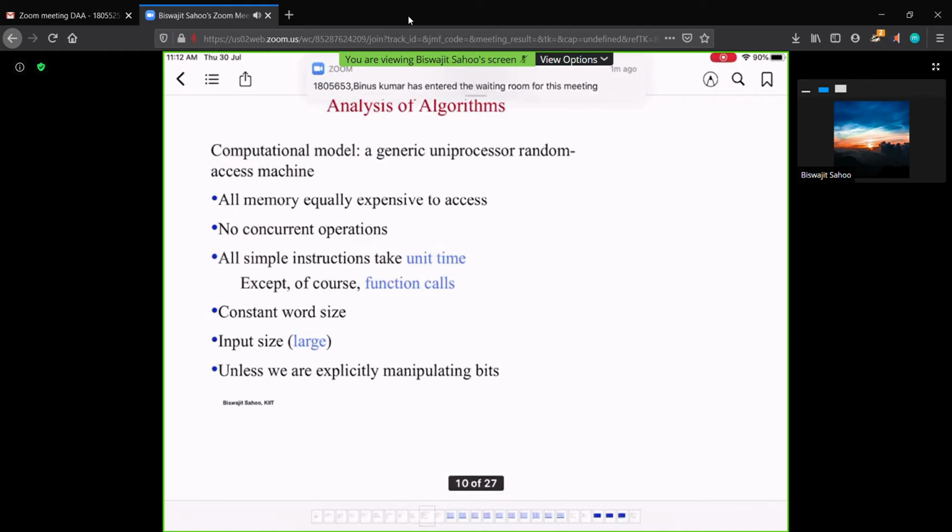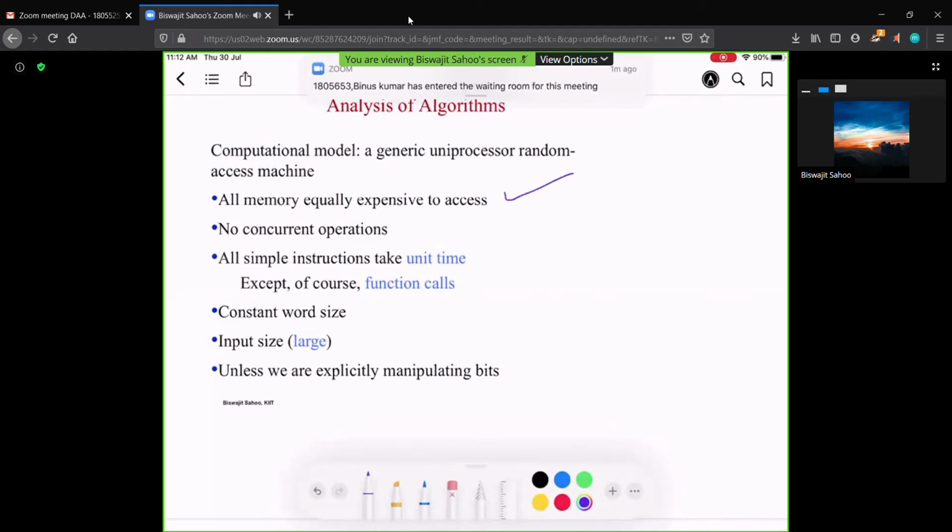The first point is that memory access time should be the same. And then there should not be any concurrent operations. The operations must be sequential when we find out the execution time. If we go for concurrent operations, we will not be in a position to find out the whole execution time. That we'll consider also.